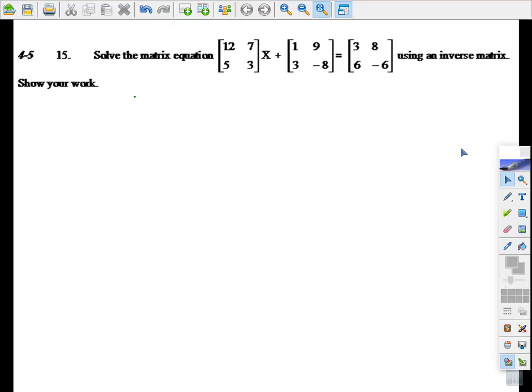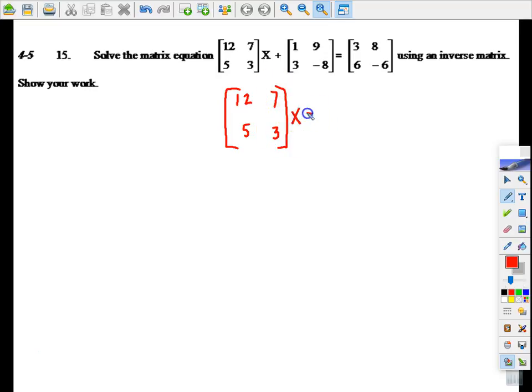Okay, for problem number 15 on the Chapter 5 test review, we're asked to solve a matrix equation using an inverse matrix. So, as we typically do in solving these equations for x, we're trying to isolate x. It's just that x, in this case, represents a matrix. So my first move in trying to isolate x is to subtract this matrix on the left side of the equation from the matrix on the right side of the equation. Okay, so in doing that, my equation is going to look like this.